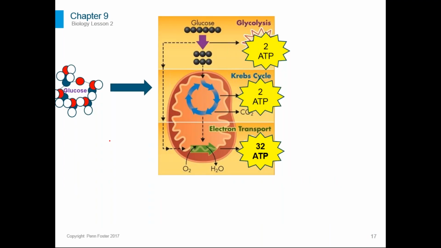Okay, so let's look at our totals. The whole goal of the process of cellular respiration is to make ATP, which carries energy around the cell. From one glucose molecule, glycolysis makes a net total of 2 ATPs, the Krebs cycle makes 2 ATPs, and the electron transport chain makes 32 ATPs.